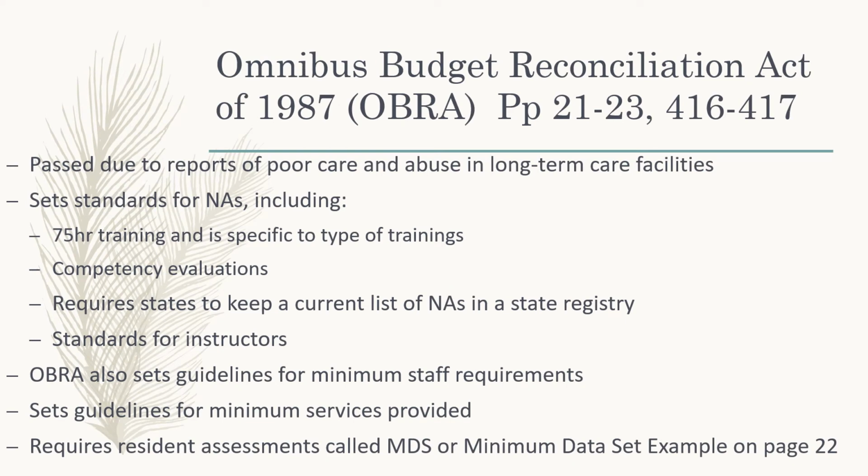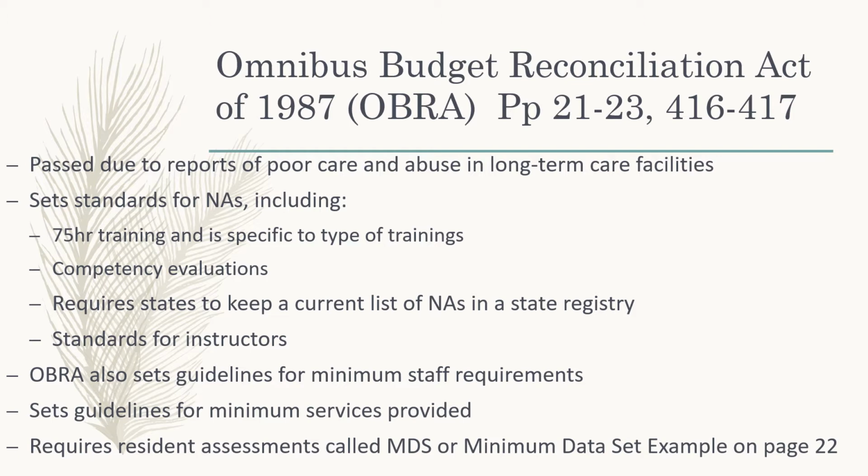All right, so to begin us off, let's start with understanding what OBRA is. OBRA is the Omnibus Budget Reconciliation Act. It was passed due to reports of poor care and abuse in long-term facilities. It sets the standards for nursing assistants, including how much training they have, the competency evaluations, the type of training they go through. It requires the state to keep a current list of NAs in some sort of registry. It requires certain standards for instructors.